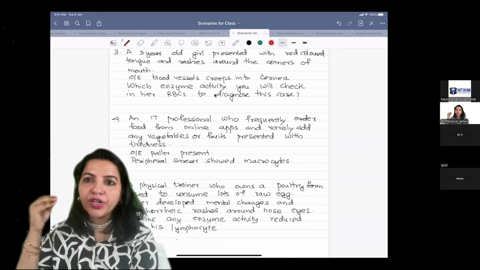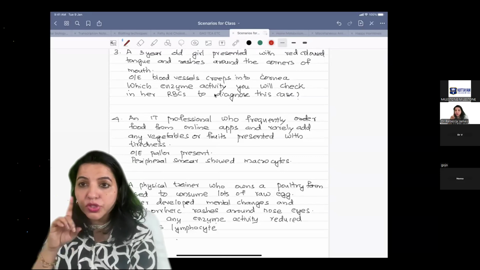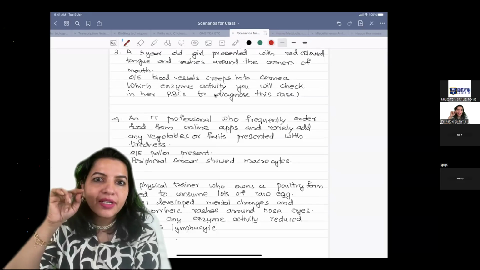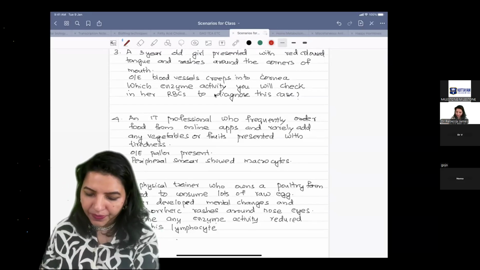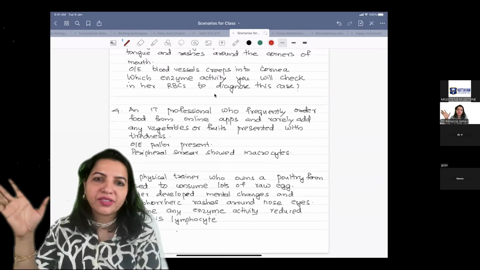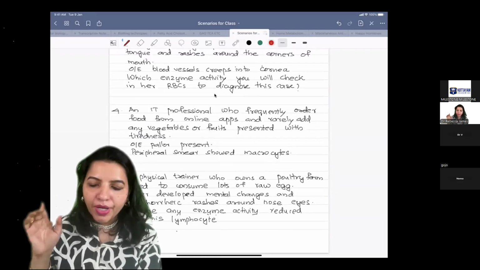Rarely add vegetables. That is the clue here. Yes, B9. Okay, so it is not B12. B12 also will have the same feature, but here only no vegetables. So B9. Physical trainer who owns a poultry farm used to consume a lot of raw egg. Then what should come to your mind? Biotin. Okay, good.